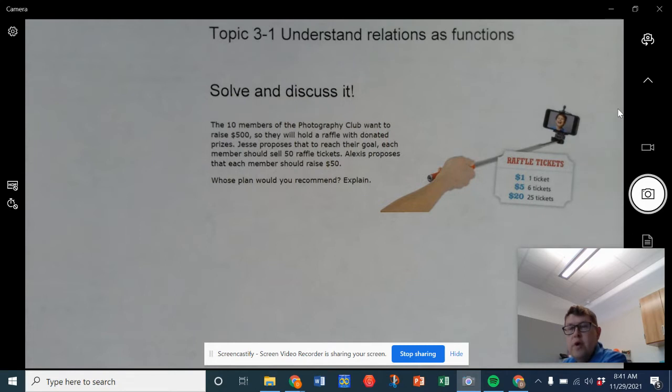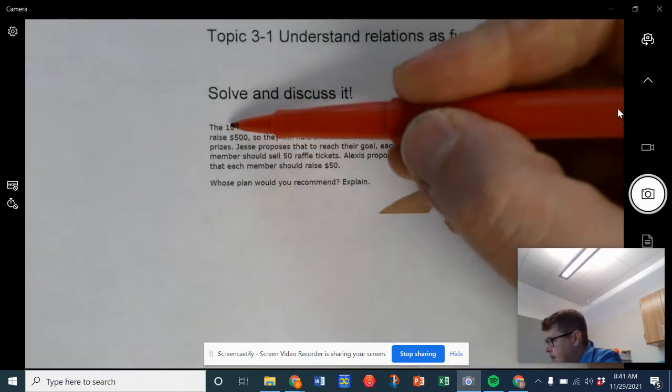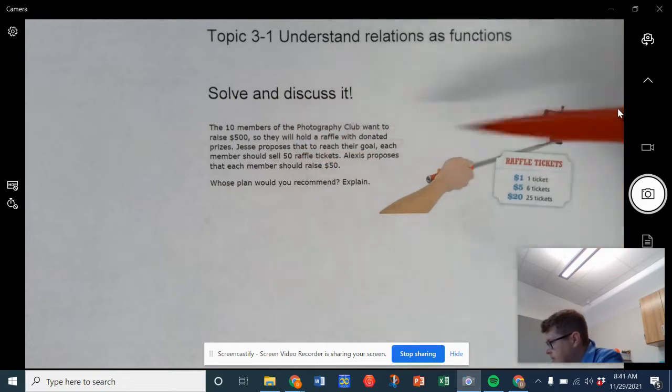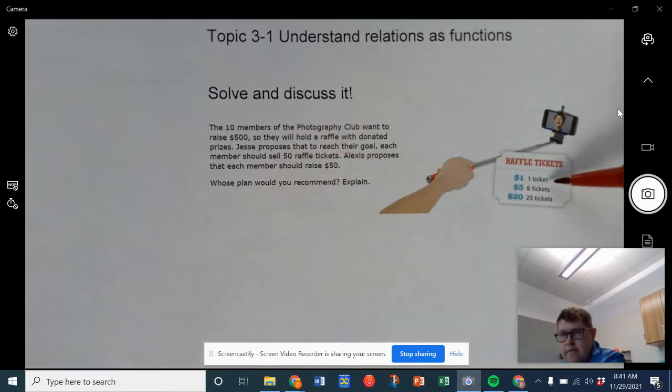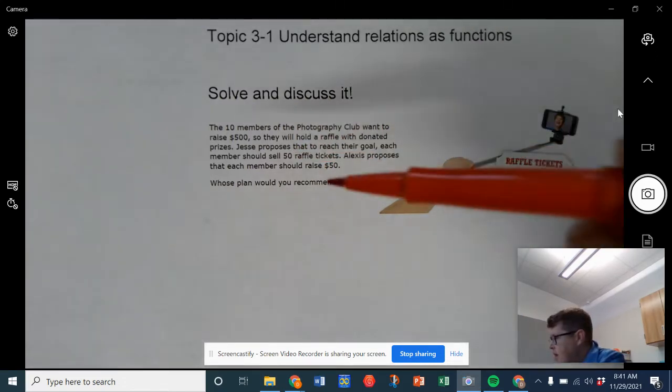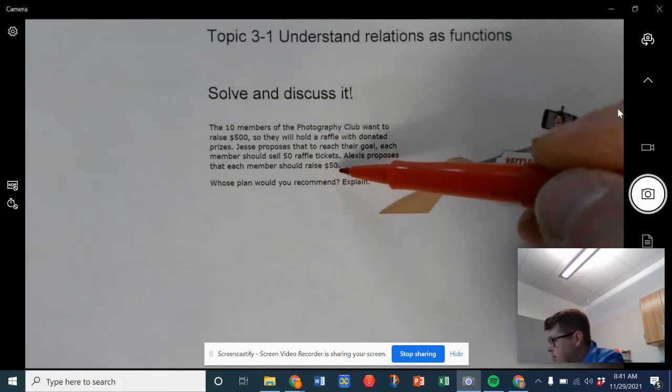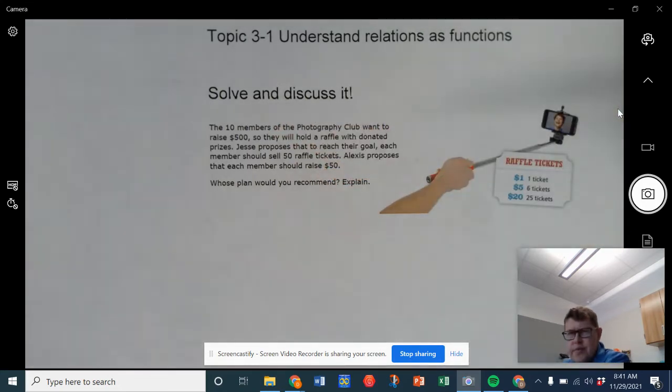So if you don't really pay attention to the prices, you could be like, oh well, those plans are exactly the same, right? Because if 10 members each sells 50 raffle tickets at $1, that's $50 each times 10 is 500. And Alexis says each member raises $50 times 10 is 500. So it's kind of the same either way.